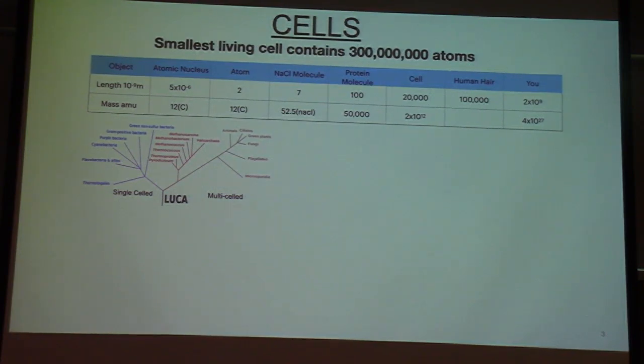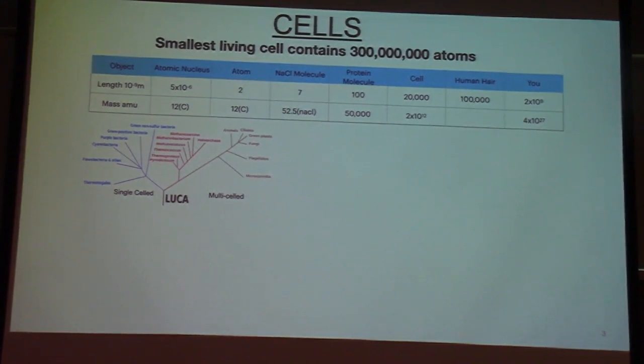That sodium chloride molecule is 52.5 of those units. A protein molecule has 50,000 of those units. The cell has 2 times 10 to the 12th. And you are 4 times 10 to the 27th.